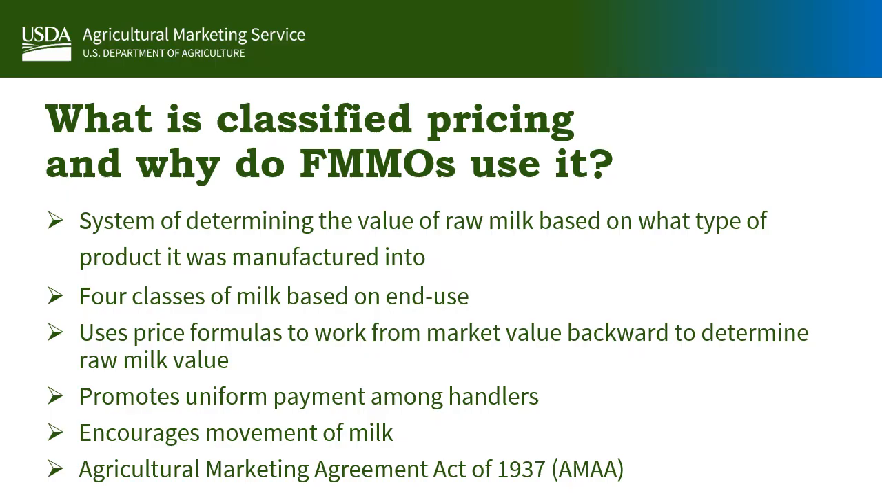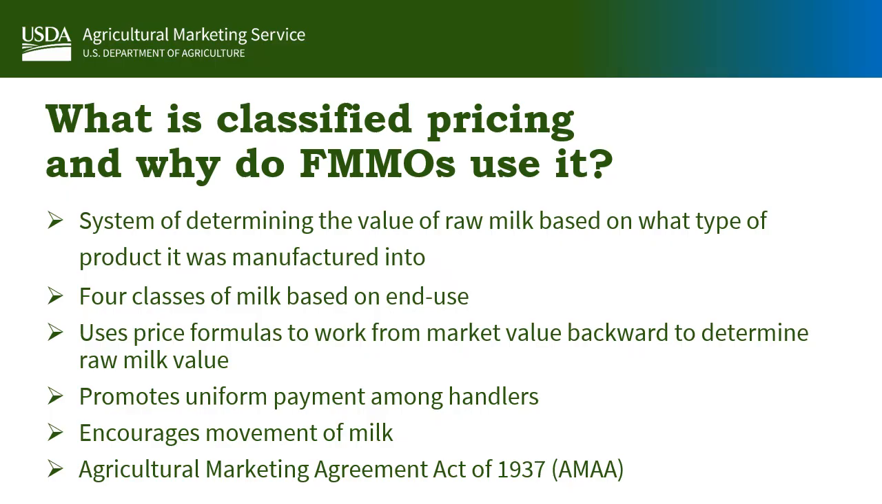What is a classified pricing system? Most basically, it is a system that determines the value of raw milk used in a dairy product based on the value the dairy product garnered in the marketplace. Each day, raw milk is manufactured into hundreds or even thousands of dairy products. So how do we determine what a dairy product manufacturer should pay for the raw milk they used?